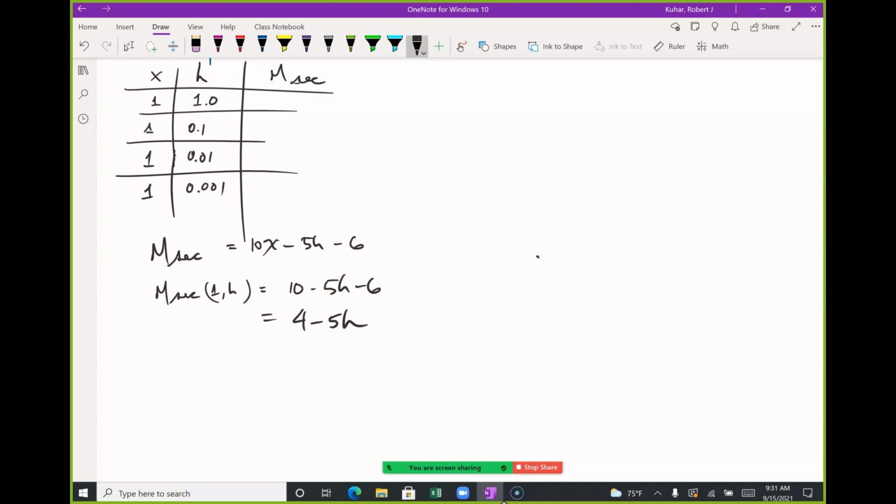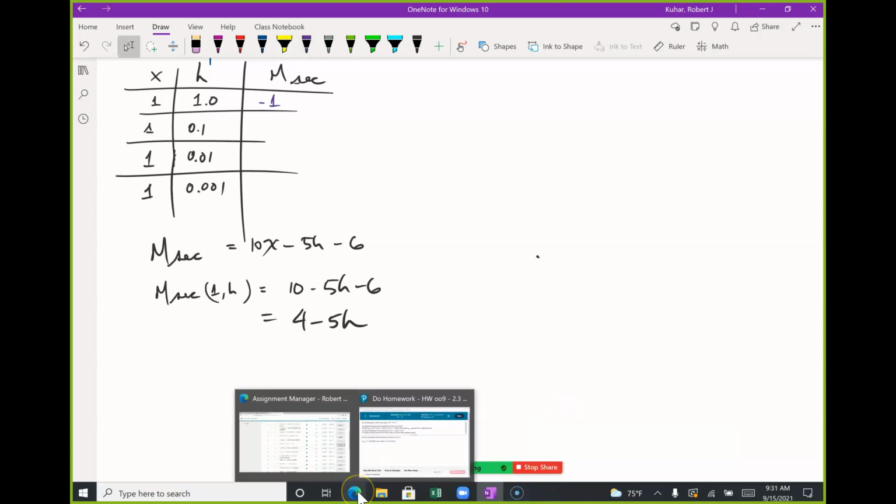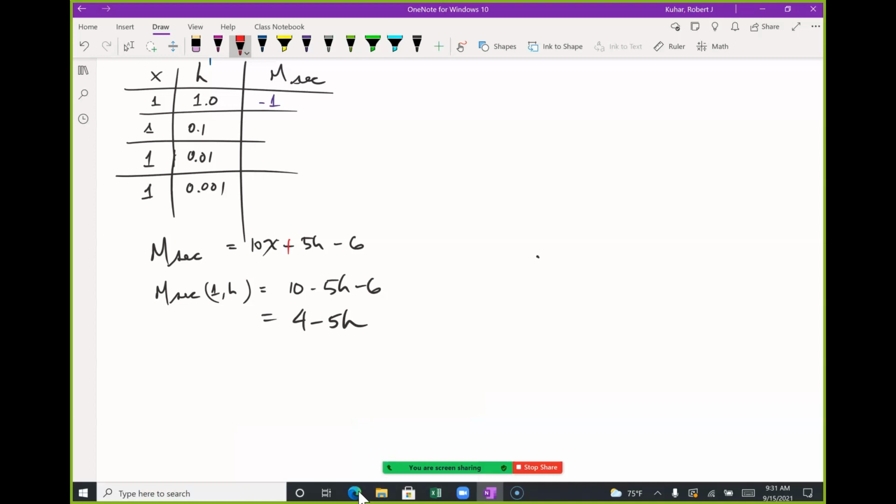And I mean, this is so easy, I don't really need a calculator for this. So let me skip the calculator. So what do I get? When h is 1, I get a slope of... Is it 10x minus 5h and not plus 5h? I don't know. You tell me. What did I do wrong? 6 plus 5h. Thank you. Good. That makes more sense to me.